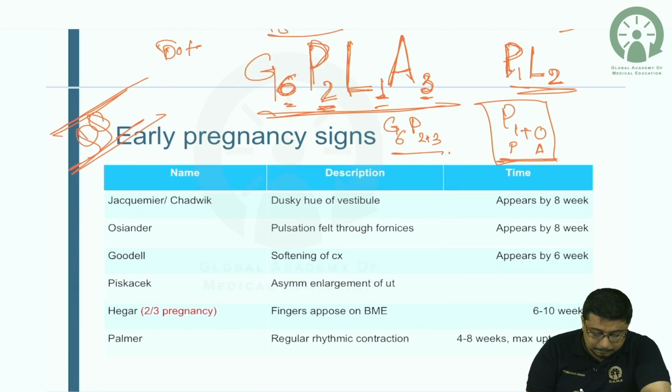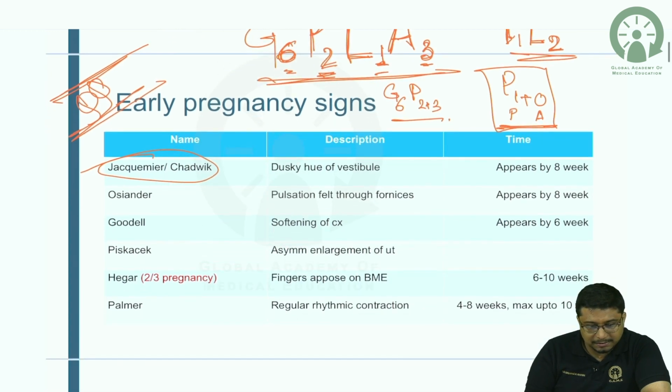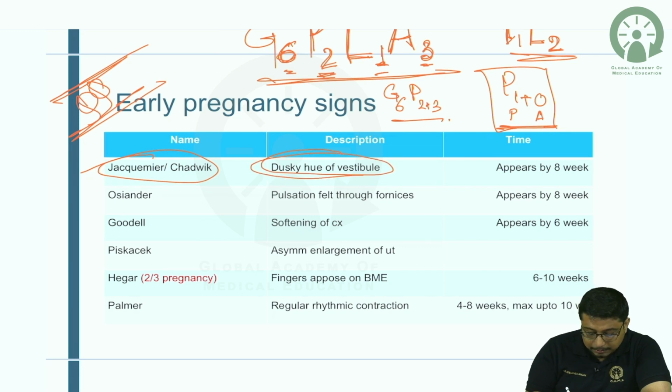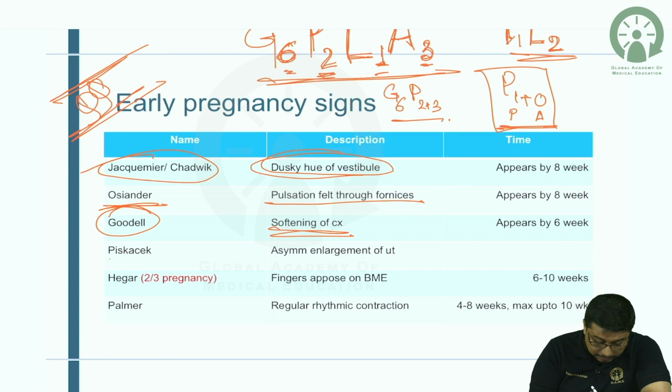And just know the name of the sign, Jacquemier. First understand that these are all progesterone effects. Progesterone causes dilatation of vessels and relaxation of the sphincters. So there is a dusky hue of the vestibule because of excess flow. Now what is Osiander's sign? Excess flow, pulsation felt. What is Goodell's sign? It softens the cervical smooth muscles or connective tissues.